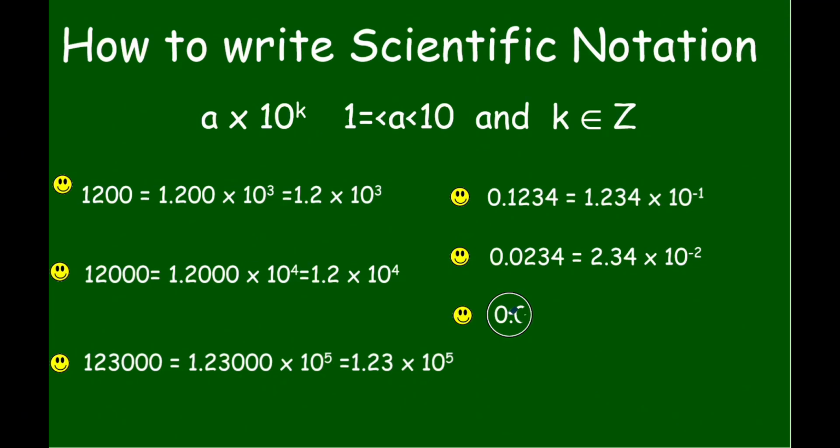Last example is 0.0034. Pause the video and try converting this number into scientific notation. 0.0034 can be written as 3.4 times 10 to the power of -3.